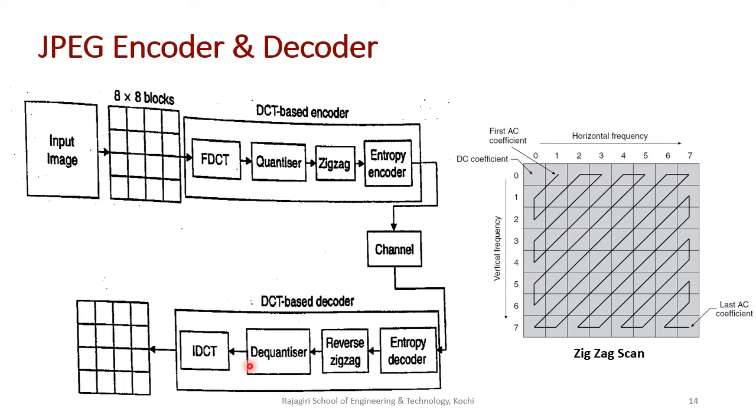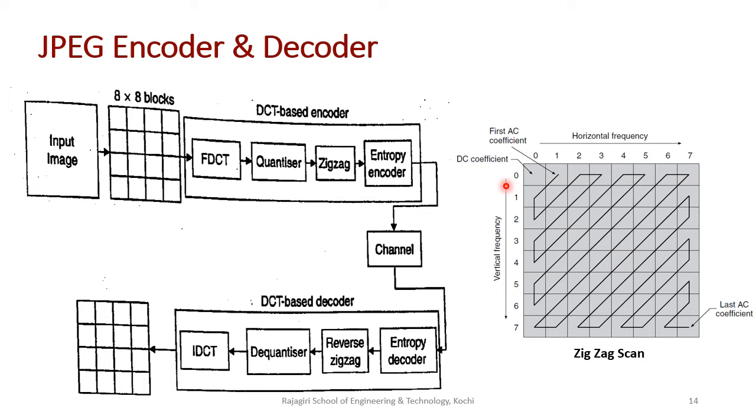This is the block diagram of a JPEG encoder and decoder. An input image is first partitioned into 8x8 subblocks. FDCT stands for Forward Discrete Cosine Transform. So the forward discrete cosine transform is computed for each of the 8x8 blocks of pixels. This results in a set of transform coefficients with increasing spatial frequency. So the coefficient with zero frequency in both dimensions is known as the DC coefficient, and the remaining 63 coefficients are known as the AC coefficients.